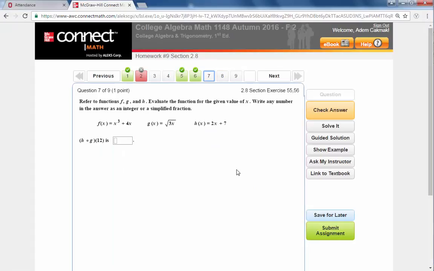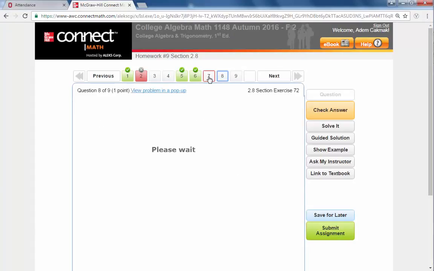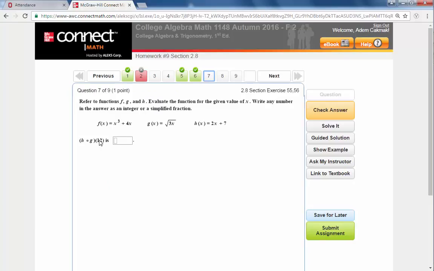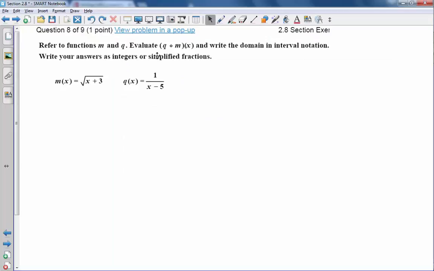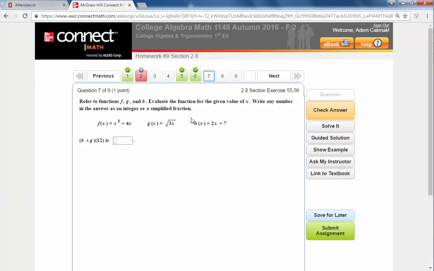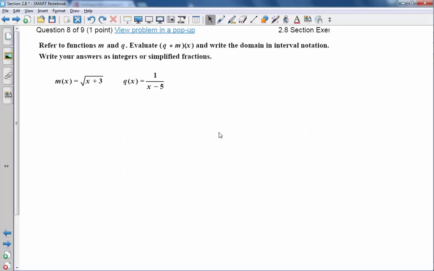We're doing 8. Do you want to do another one before 8? With numbers? Here is the difference. This is using a number 12, a real number. Here it's just saying do this with axis. How many people want to see number 7? Number 7? You can do this? Okay, then I'm going to 8.